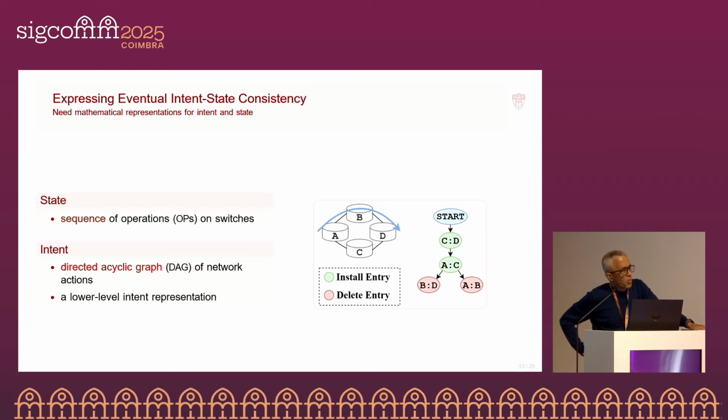To help you understand what that is, look at the picture on the right and imagine that there is traffic flowing through B from A to D, and now you want to drain that switch. You want to remove that switch from the network. Now, in order to do that, the corresponding DAG that you might generate is one that installs the new path first, and then deletes the old path.